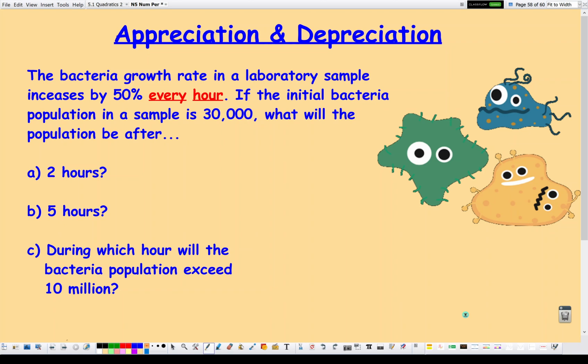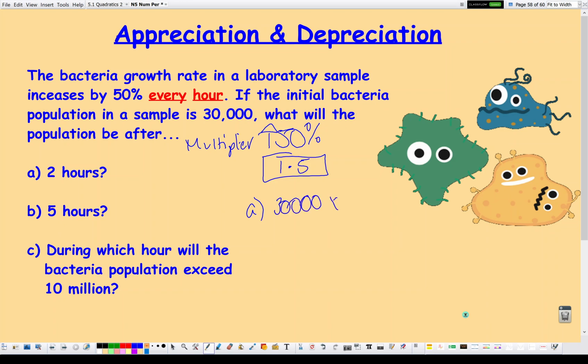Okay, so we've got a few different calculations to do. The multiplier that we need to work out first of all, that's increasing by 50%, right? So 100% plus 50% is 150%, divide that by 100, so our multiplier is going to be 1.5. So after 2 hours, the population is going to be 30,000 times 1.5. Now, it's not years this time, it increases every hour. So that's why after 2 hours, we can still do to the power of 2.